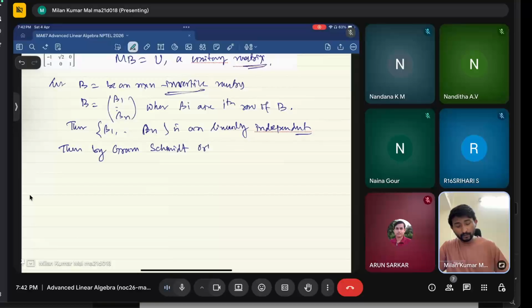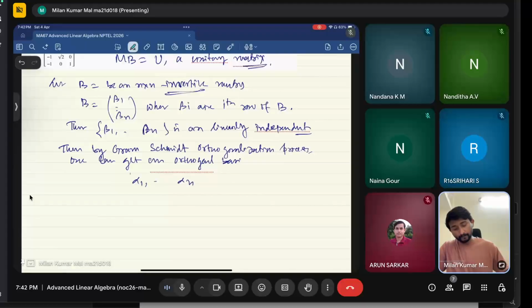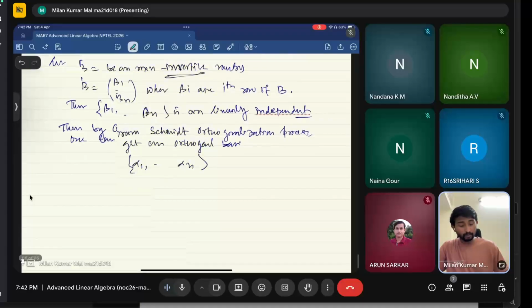by the Gram-Schmidt orthogonalization process, one can get an orthogonal basis, that is alpha 1 all the way to alpha n, where alpha k is obtained as follows. I'm just recalling the Gram-Schmidt orthogonalization process.